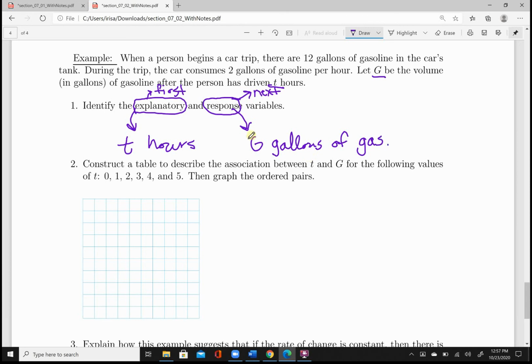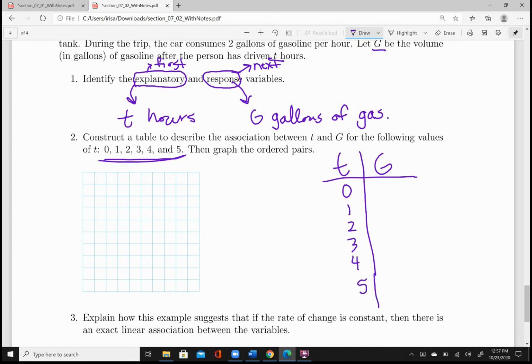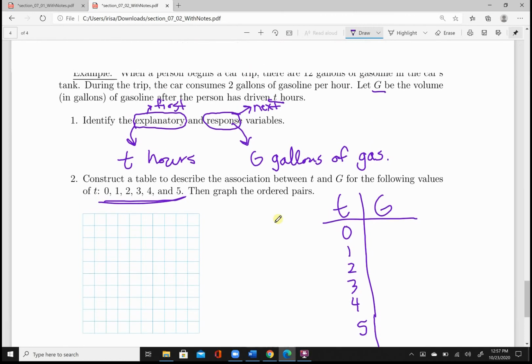Okay, so let's construct a table to describe the association between t and g for the following values. So let's make a t-g table, kind of like our xy tables that we made earlier, and they're giving us specific values for t that they want us to use. So let's go 0, 1, 2, 3, 4, and 5. Make that a little bit longer. Okay, now let's figure out how many gallons of gas there should be, okay?